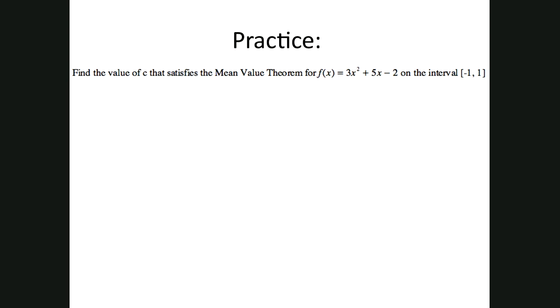All right. Let's say my function is 4x squared minus 5, and I want my interval to be 0 to 3. Okay. What is the c value?